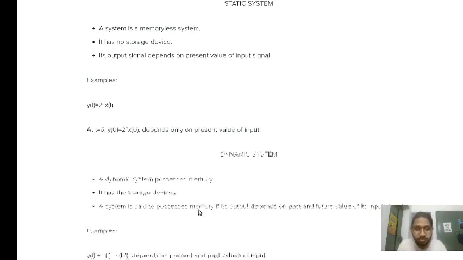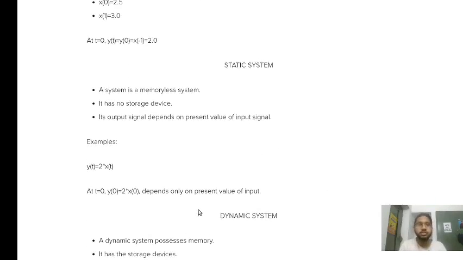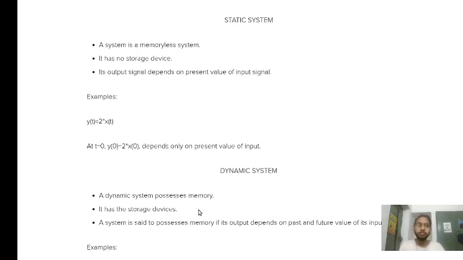Okay. But what's in the dynamic system? A dynamic system possesses memory. Why is the static system a memoryless system? Because it only uses the present value of input. It doesn't need to store present, past, or future values. So it is a memoryless system. It has no storage device. But the dynamic system has that storage device.